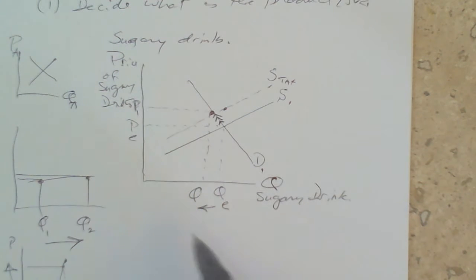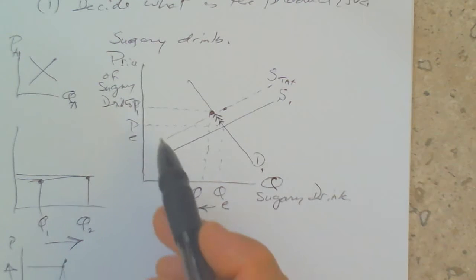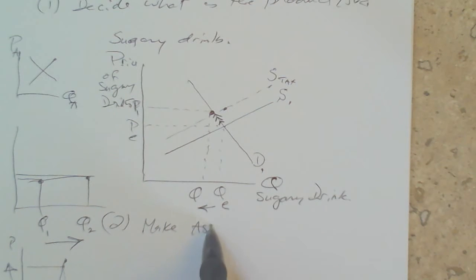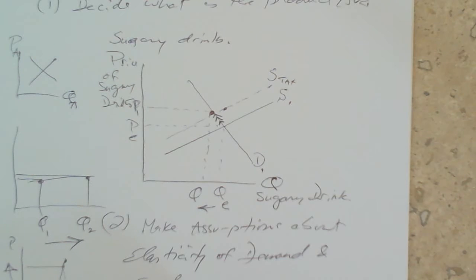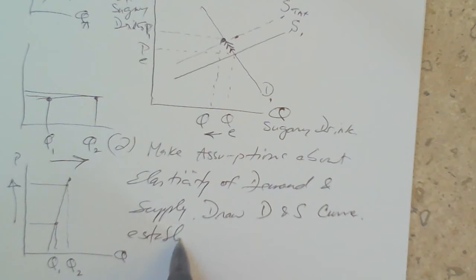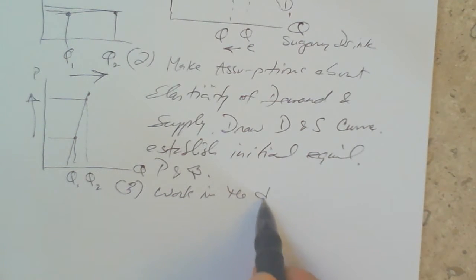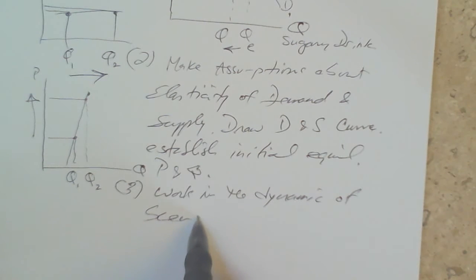So essentially, you decide on the product, you develop a simple market model, you make assumptions about elasticity of demand and supply, draw demand and supply curves, establish the initial equilibrium, P and Q, and then step 3, work in the dynamic of the scenario.